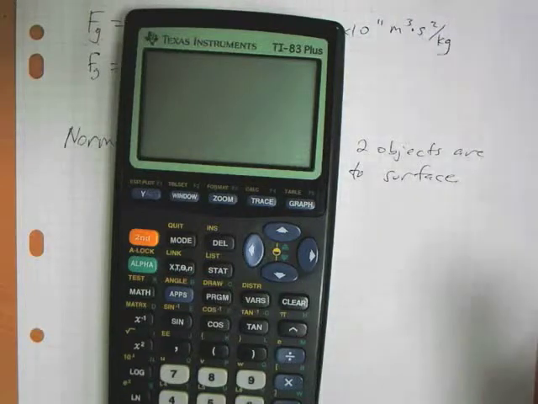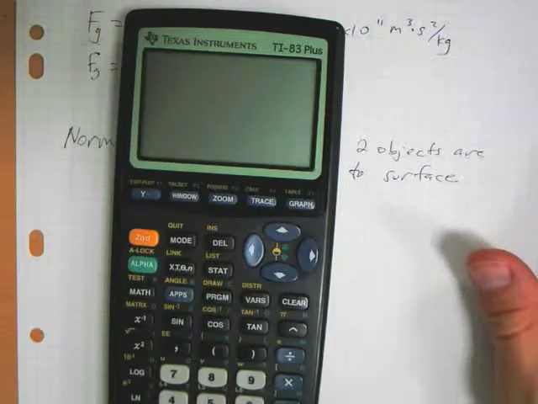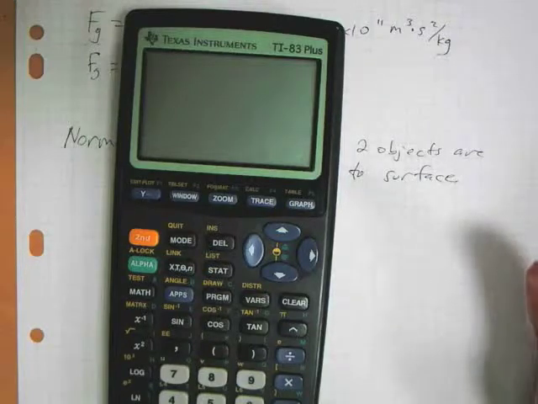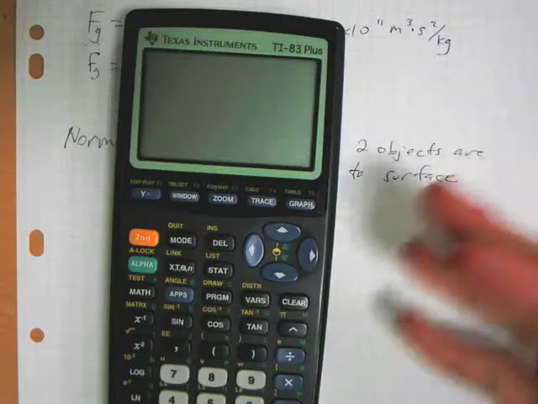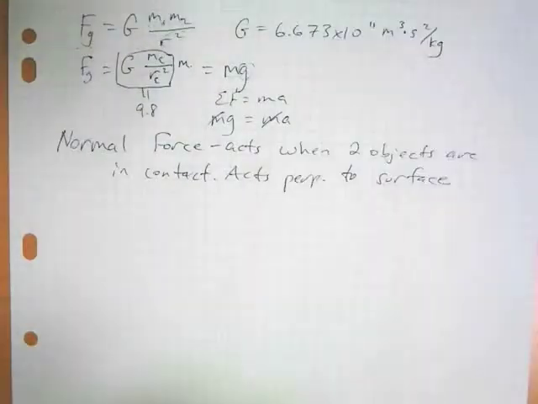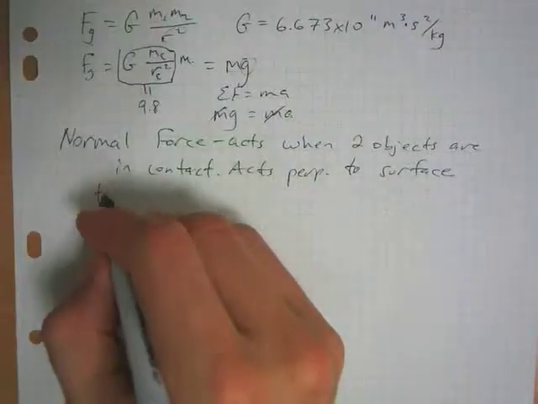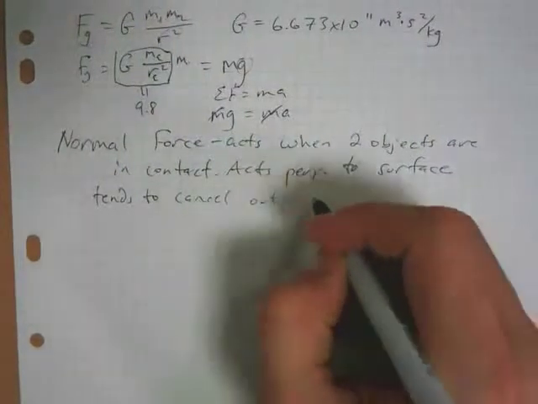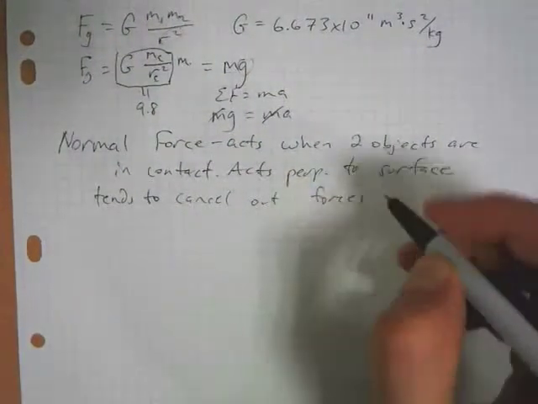Like if I push hard enough, I don't think I can push hard enough, but if we were to keep applying a stronger and stronger force to the desk, eventually it would break and then it wouldn't be keeping objects in place like it does. So the normal force, as I said, acts perpendicular to the surface and tends to cancel out other forces. Okay.